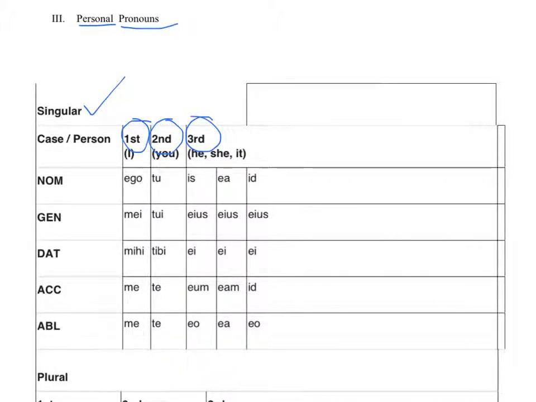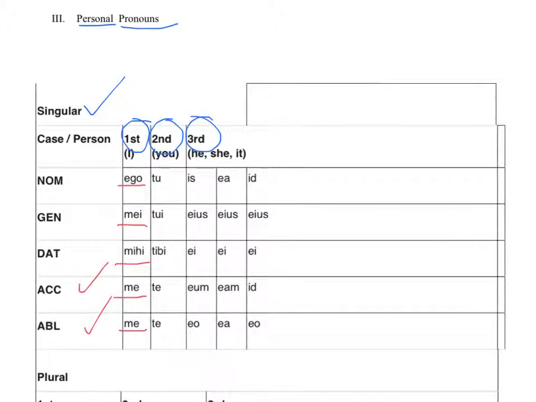So the nominative singular for the first person personal pronoun is ego. That's the masculine, feminine, and neuter form. I could write out ego, ego, ego 3 times, but it would be a little bit pointless. The genitive form is mei, dative is mihi, accusative is me, and ablative is me, just like in English. Note that these forms are exactly the same as in English.